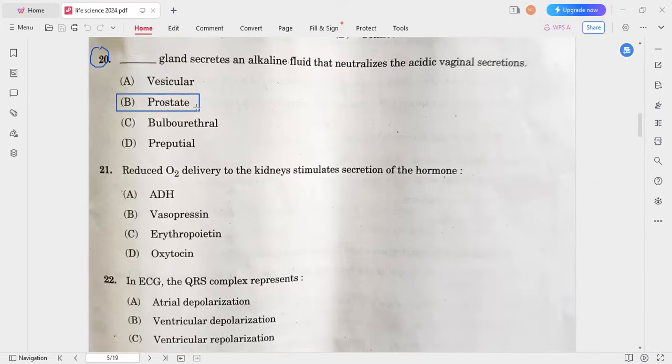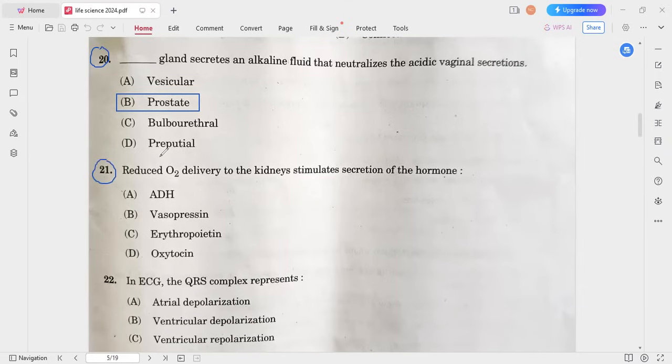If the alkaline condition is maintained, like in the slightly alkaline fluid, it will neutralize the acidity of the vaginal tract, right? So this prostate gland will help with this, and the function is to prolong the lifespan of the sperm. Okay, option B, prostate gland, is the correct answer for question number 20. Now move on to the next question, question number 21.